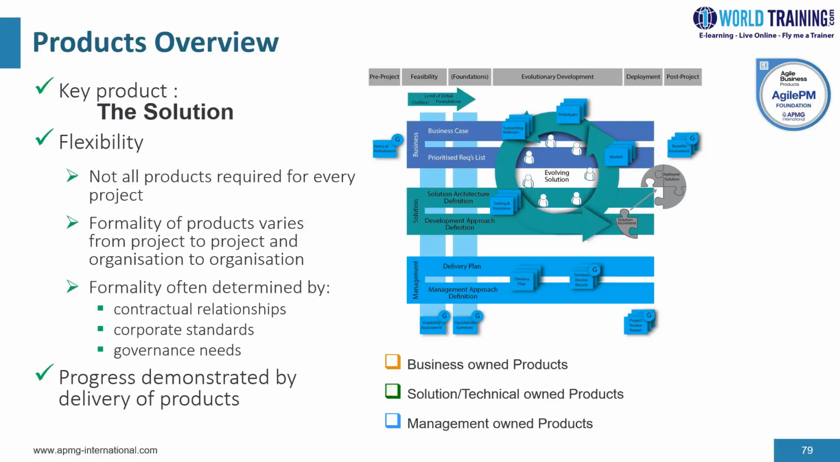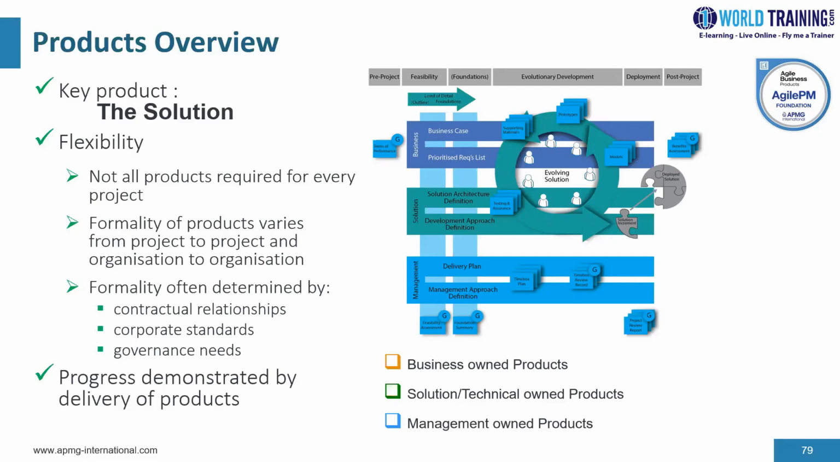Now, you have products classified into 3 layers: business, solution, and management. On the business front, you have products which are characterized by dark blue color. And on the solution front, you have products characterized by green color. And on the management front, we have products characterized as light blue color.